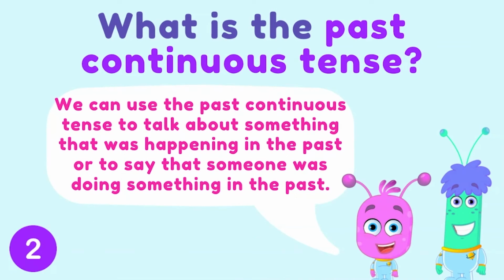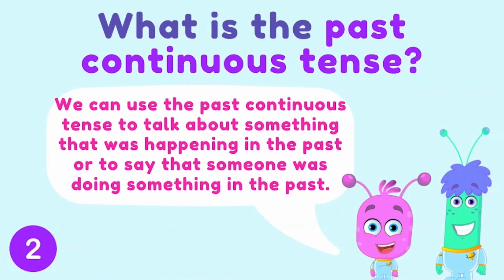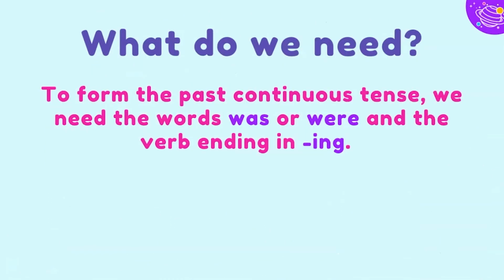What is the past continuous tense? So we can use the past continuous tense to talk about something that was happening in the past, or to say that someone was doing something in the past. To form the past continuous tense, we need the words was or were and the verb ending in ing.